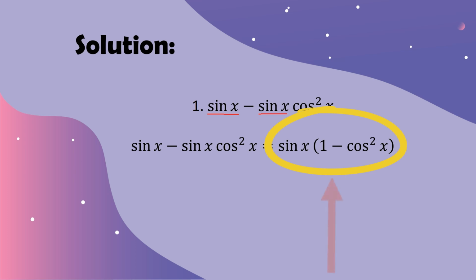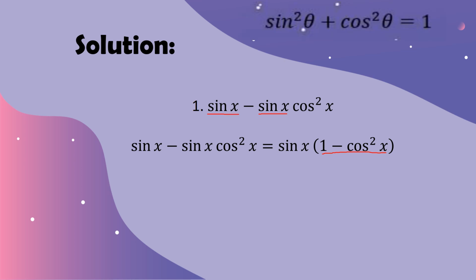Ito naman, tayo titingin sa sin x times the quantity 1 minus cosine squared x. Si sin x, wala na tayong magagalaw dyan. Sin x na talaga yan. However, yung 1 minus cosine squared x, we can actually think of it. Pwedeng Pythagorean? Let us see. Anong Pythagorean identity yung may cosine squared? We have sine squared theta plus cosine squared theta equals 1.